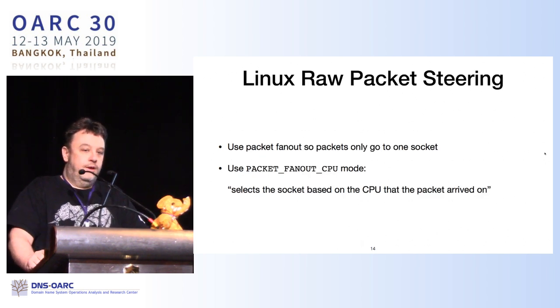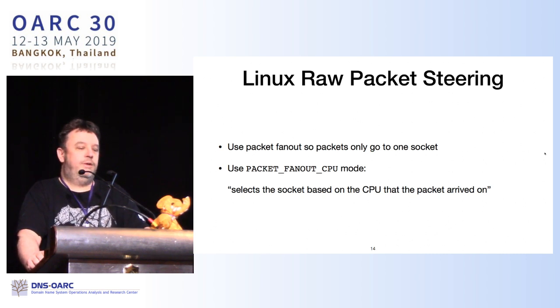For raw packets, there are similar socket options available. As I said earlier, I am using raw sockets for this code, and I'm using the packet fan-out CPU mode. So again, the packets arrive as close as possible to the NIC, to the CPU core that handled the packet on the NIC.